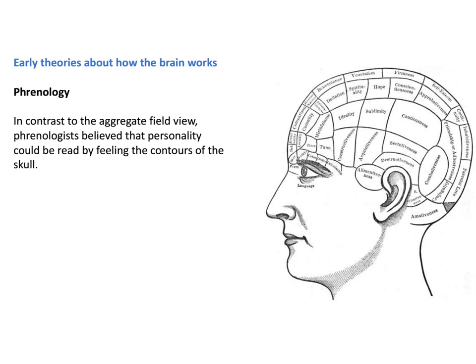Interestingly, another early theory of how the brain works, which is phrenology, was very much the opposite of the aggregate field view. The phrenologists believed that personality could be read by feeling the contours of the skull. The idea was that as the brain develops and grows, it pushes the skull upward. Therefore, there should be an elevation in the skull for areas of the brain that are well developed. So, for example, if we look at this picture, a person who's particularly cautious would have a little bit of a bump there on the side of their skull.